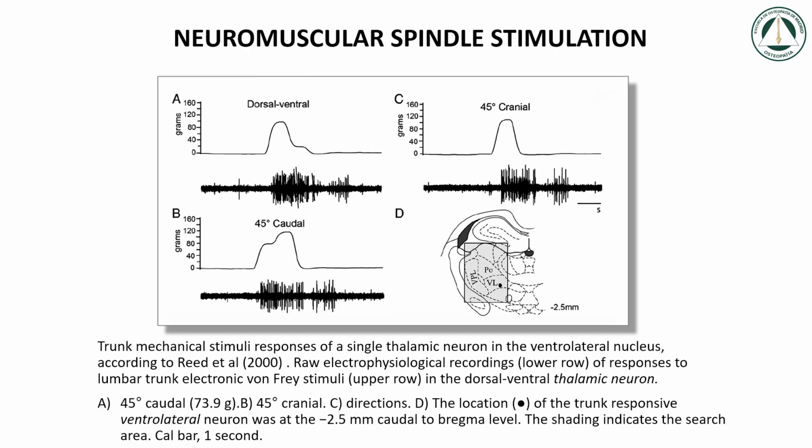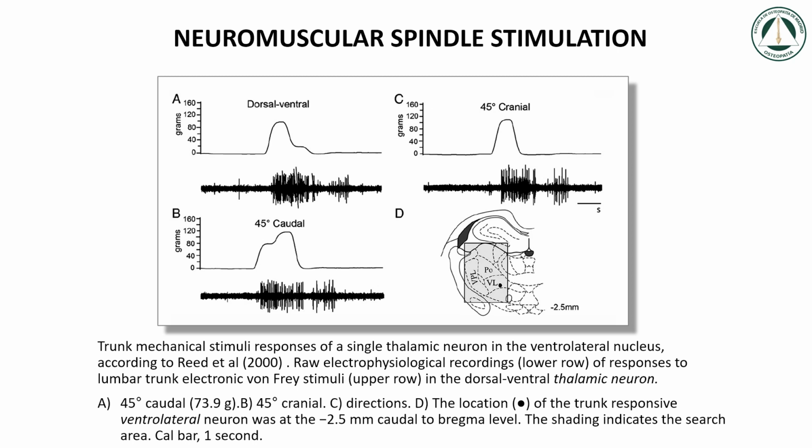The study by Reed et al., 2014, examined the effect of the duration of the thrust during an HVT manipulation on lateral thalamic thresholds in response to specific nociceptors. The duration of the thrust during a spinal manipulation does not affect brainstem thresholds. This figure shows electrophysiological recordings, the lower line, of responses to electronic stimuli applied to the lumbar spine, the upper line, in the ventral posterior nucleus.